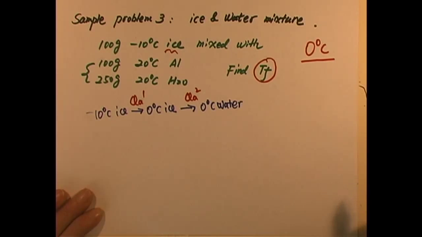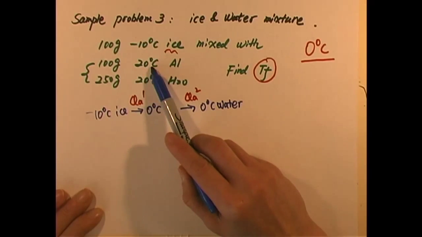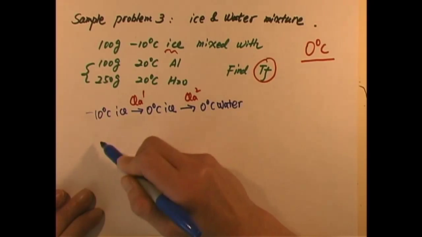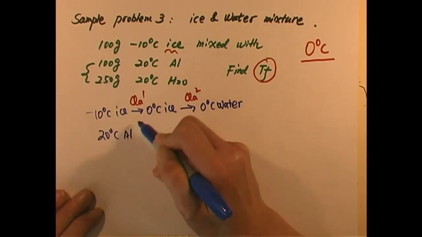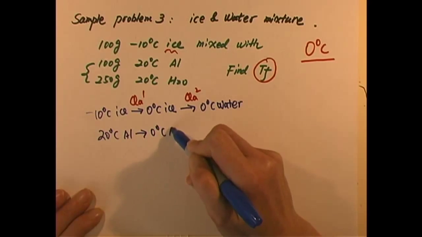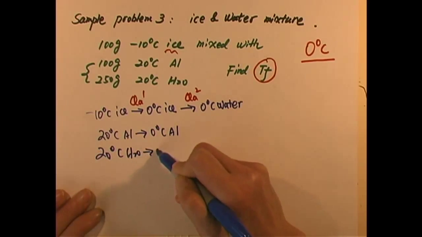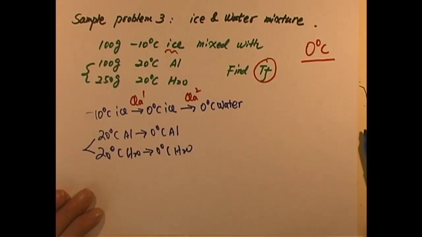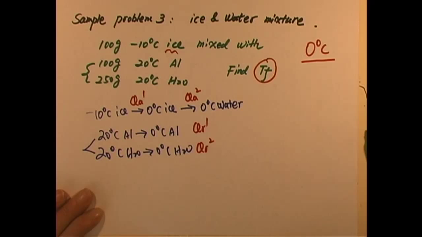And then we calculate how much heat can be released by this warm system, which is the aluminum cup plus the water inside. So for the alumina, initially at 20 degrees Celsius, it goes to 0 degrees Celsius, and the 20 degrees Celsius liquid H2O goes to 0 degrees Celsius H2O, and we see how much heat it can release. So this will be Q release 1, Q release 2, and we see how we can balance these numbers.